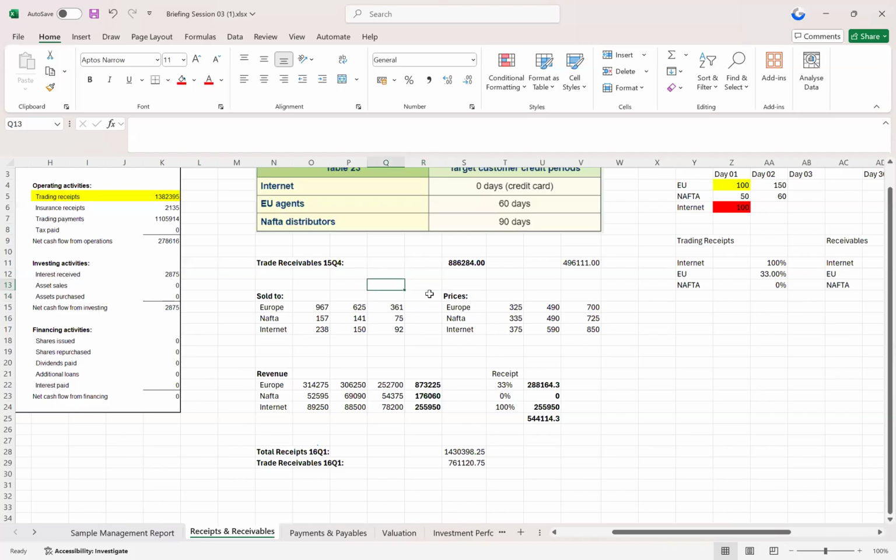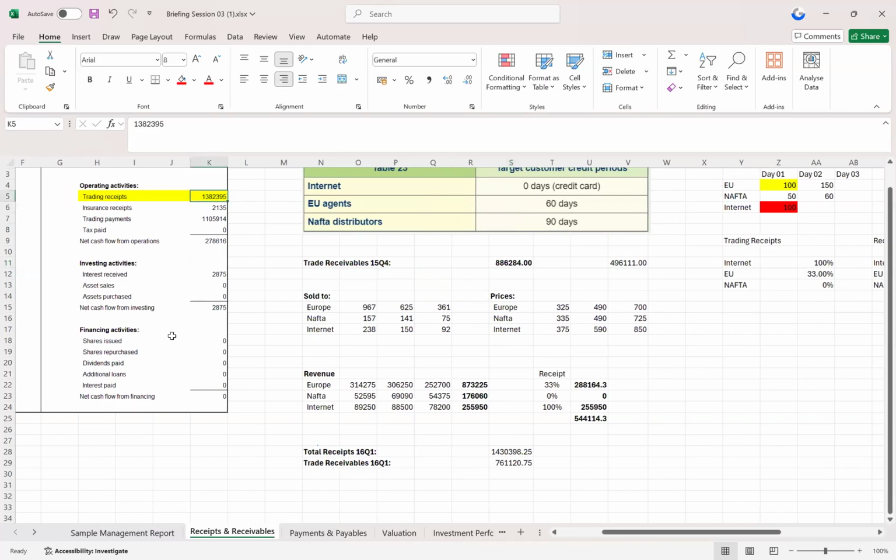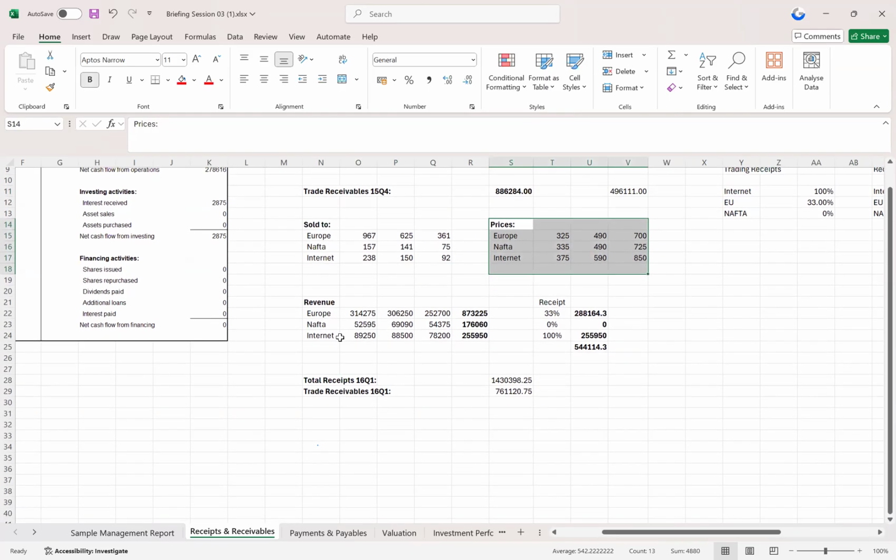So the trade receivables in 15 quarter 4 was 886284. Out of this 138, we received this 886284 which we earned in the previous quarter. Minus this, we still get a difference of this. Now this was my sold quantities. This was my prices. I multiplied them, I get my revenue. And then I multiply these percentages, I get this as a figure.